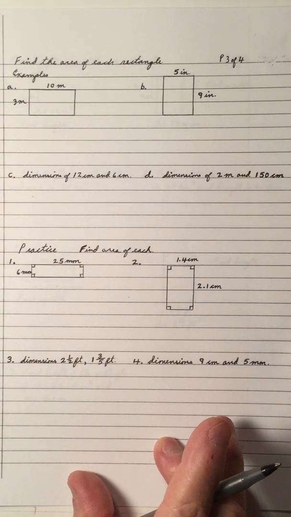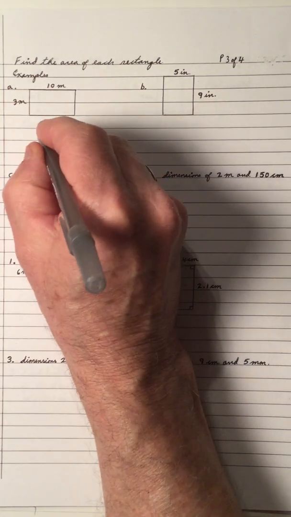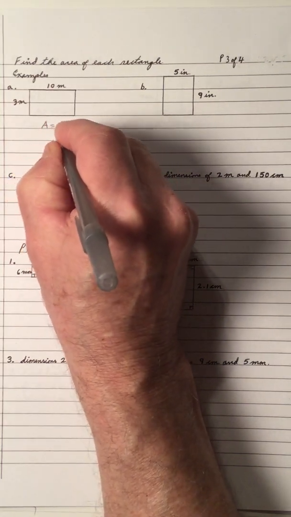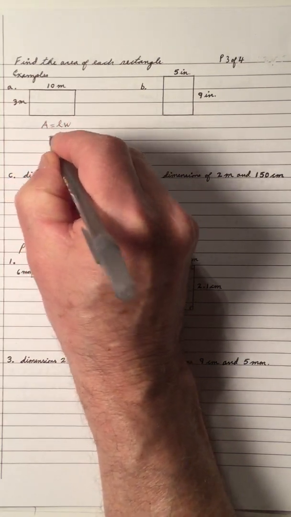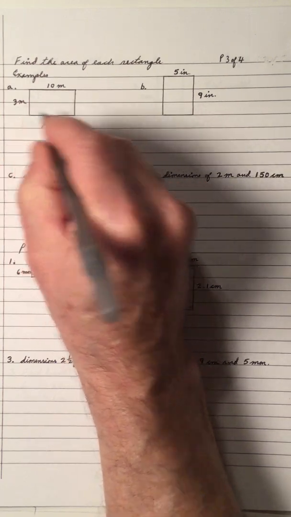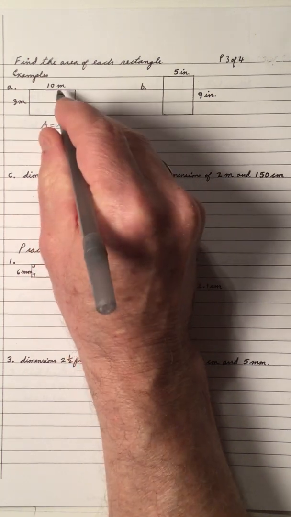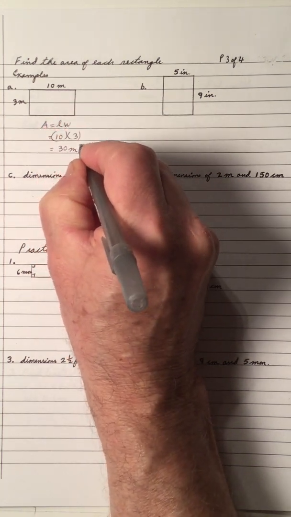Find the area of each rectangle. We have some examples here. The area, I always write down the formula first, length times width. The length is the longer side, 10. The width is the shorter side, 3. And that gives us 30. And we're dealing with meters, so it's meters squared.